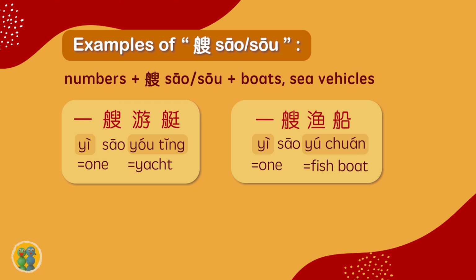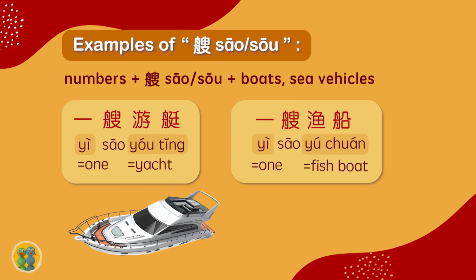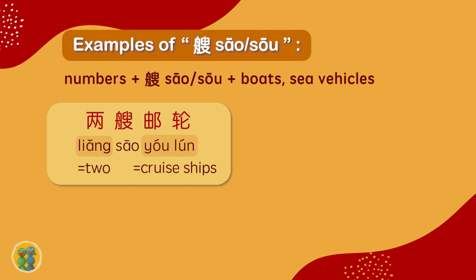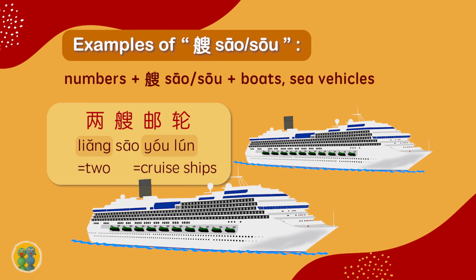Examples of 艘: 一艘游艇, 一艘 means one. 游艇 means yacht. 一艘渔船, 一艘 means one. 渔船 means fish boat. 两艘游轮, 两艘 means two. 游轮 means cruise ships.